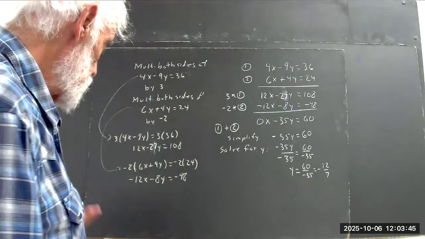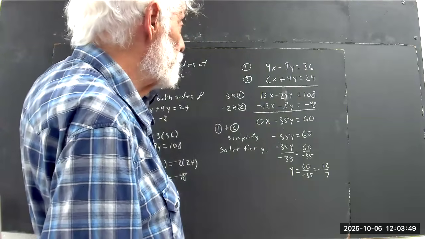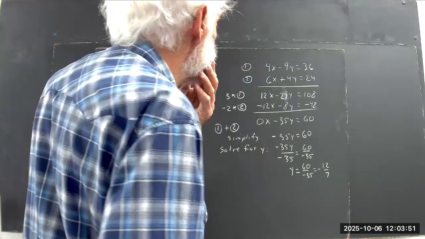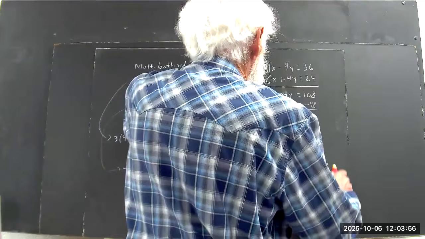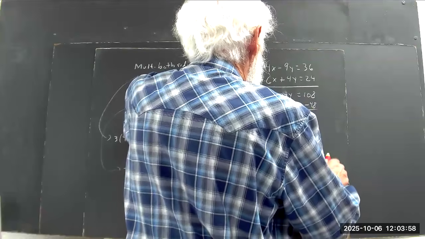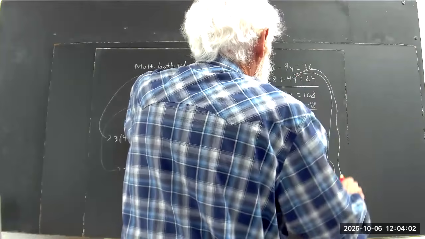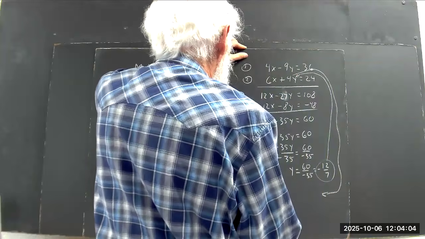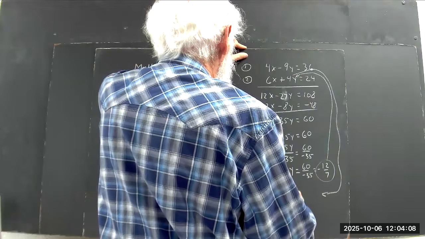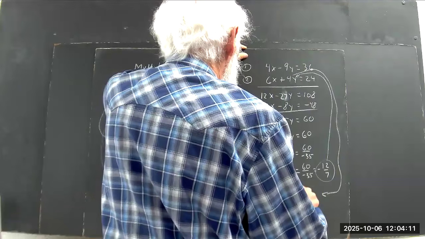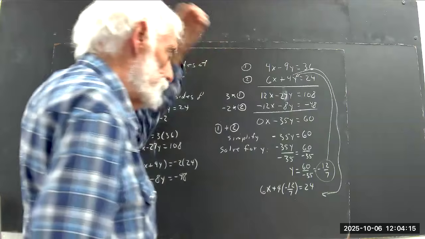And now what do we do? We take that -12 sevenths and we plug it into one of our equations. Okay. I'm going to choose to plug it into the second equation because the numbers are a little smaller. So I'm going to plug this in here. And out of that is going to come the equation 6x plus 4 times -12 sevenths equals 24.